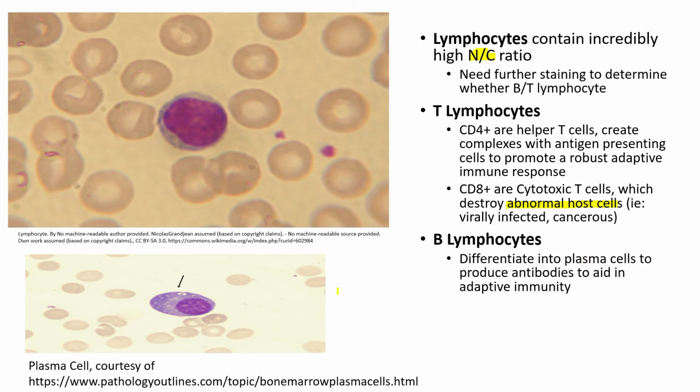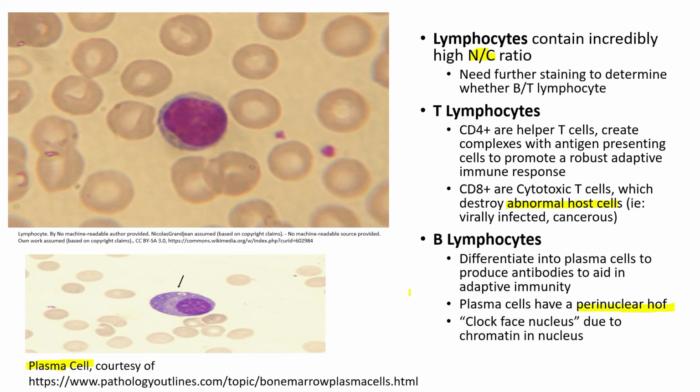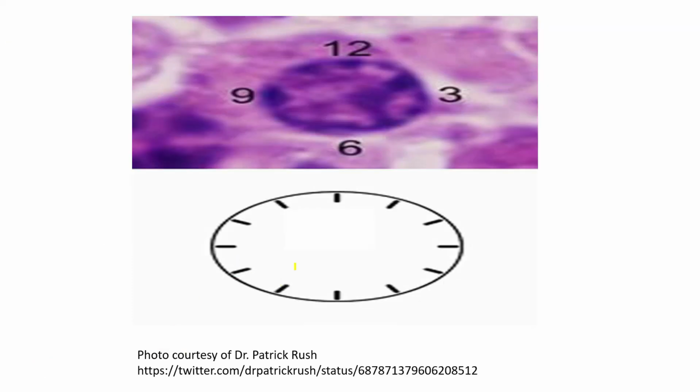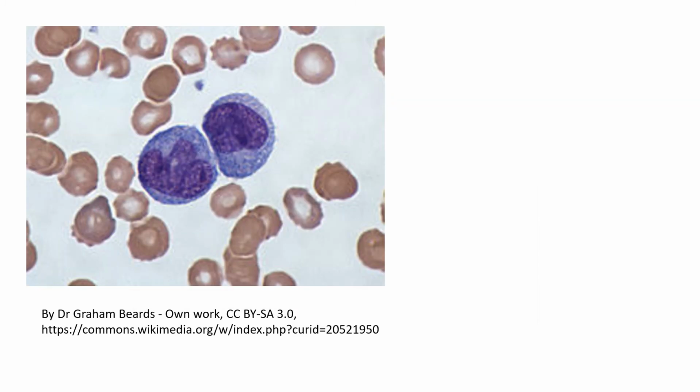B lymphocytes are going to differentiate into what are called plasma cells. And plasma cells are going to produce antibodies that aid in adaptive immunity. And they have a perinuclear hof, and a clock face nucleus due to the chromatin in the nucleus. I think this is a better picture to appreciate the perinuclear hof. The reason we have a perinuclear hof is because of the large amount of use of the ribosomes that line the rough endoplasmic reticulum, because these cells have to produce a lot of proteins, because immunoglobulins are proteins important in our robust adaptive immune response.